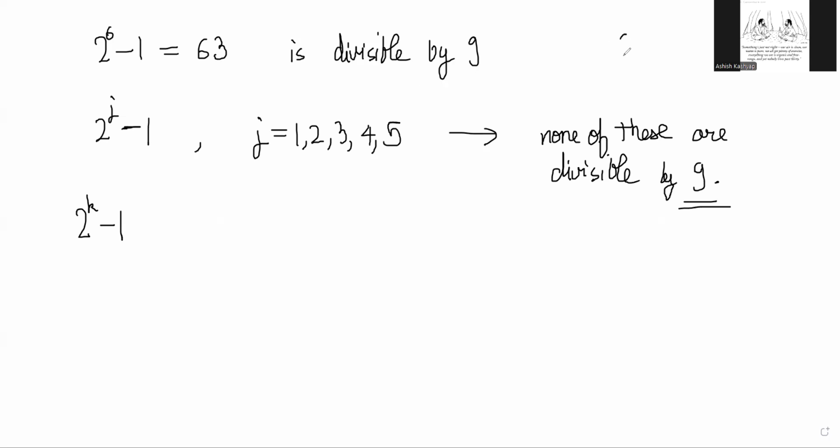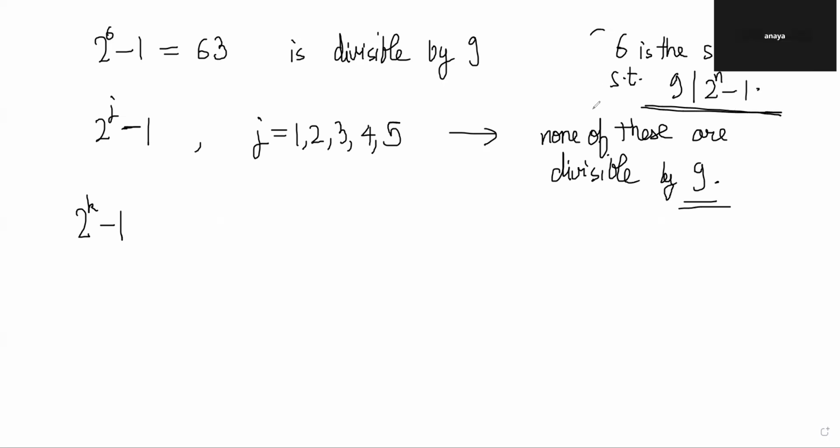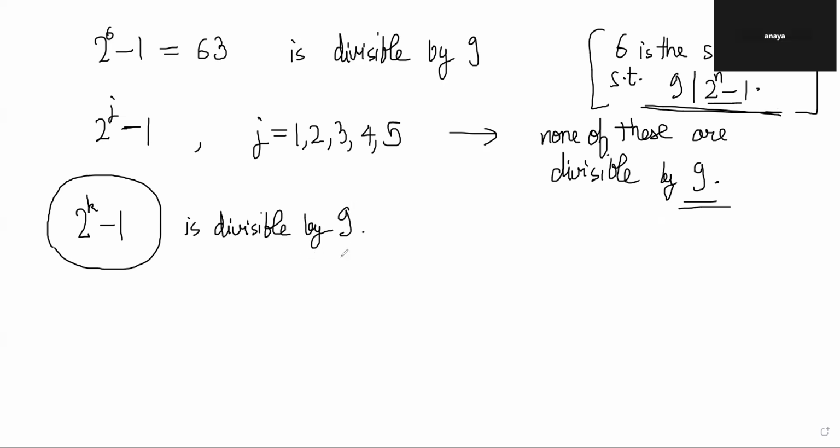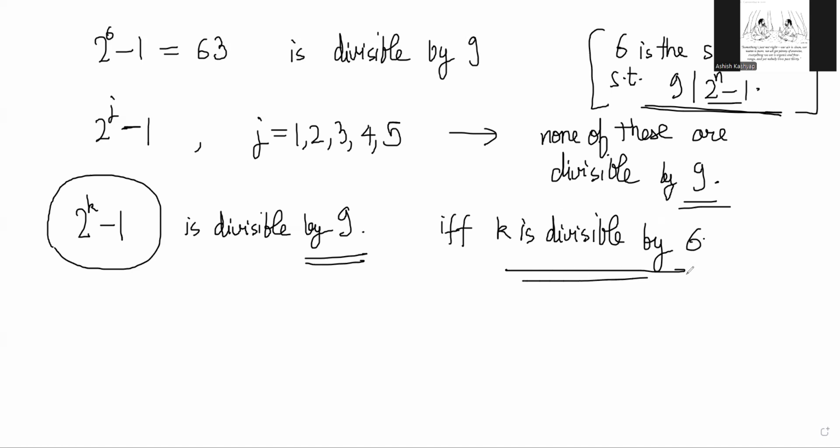So 6 is the smallest n such that 9 divides 2 power n minus 1, right? Smallest positive integer for which 9 divides this is 6. So if we are checking whether 2 power k minus 1 is divisible by 9, we can use the second theorem that it will be divisible by 9 if and only if k is divisible by 6. Do you understand what I'm saying right now?